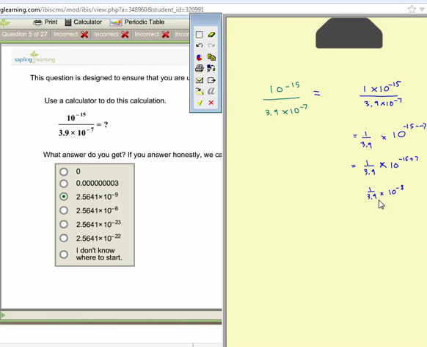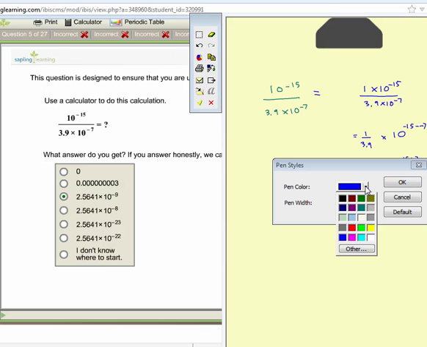Now, let's look at 1 divided by 3.9. My calculator gives me this value, 0.2564, I'll stop there, times 10 to the minus 8. I notice that my values are basically in scientific notation, so I want to put this answer in scientific notation. Again, I'm just making sure my answer from the calculator is going to make sense.